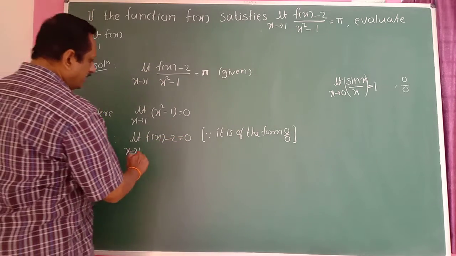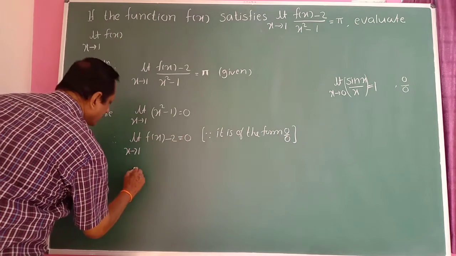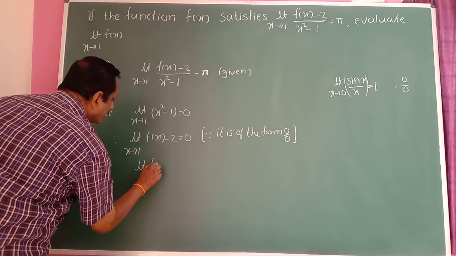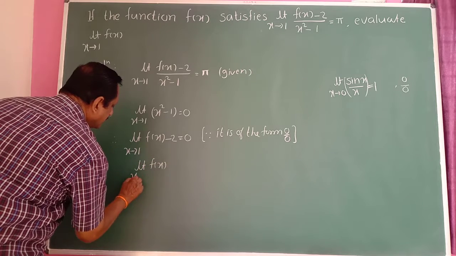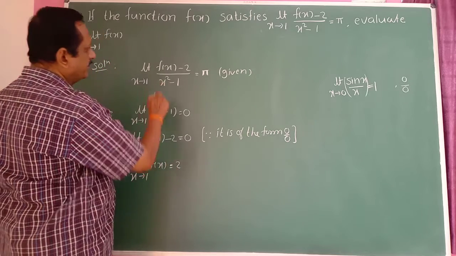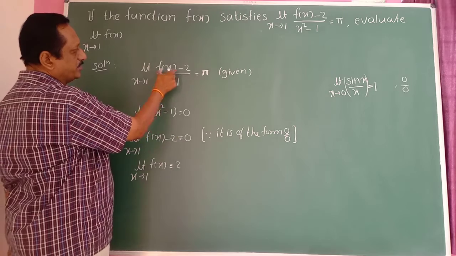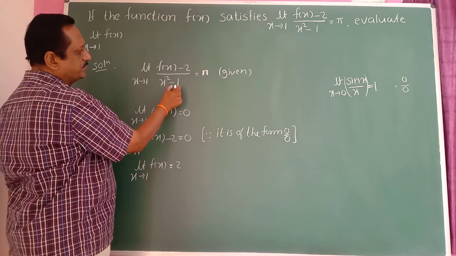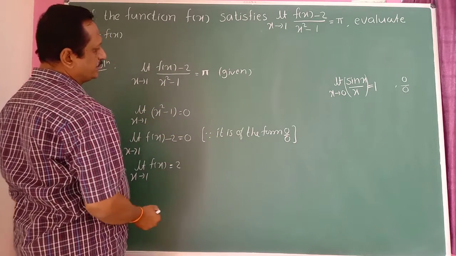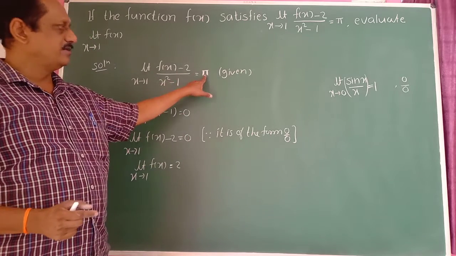Then the limit of f of x as x tends to 1 is equal to 2 here. Therefore, when this value is 2 here, 2 minus 2 becomes 0, and 1 minus 1 is 0. Hence, it is a 0 upon 0 form. So you are using some method here. After simplification, you get the answer pi.